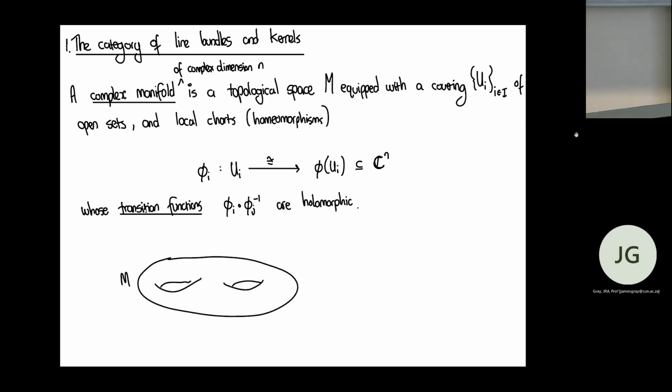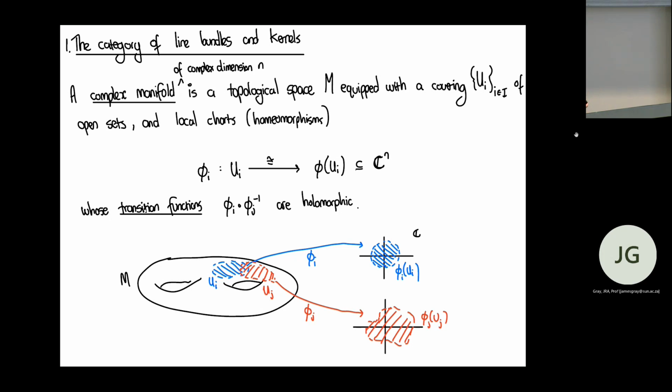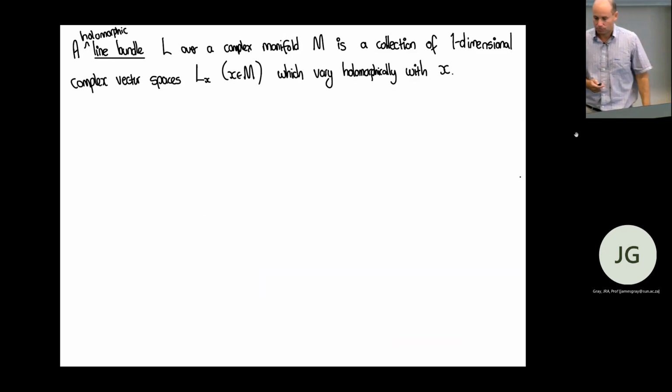So what do I mean by that? I've got some topological space M. Think of this as a one-dimensional complex manifold, a two-hole donut in this case. You cover M by local charts, and each chart is a homeomorphism from that open set into an open neighborhood in C^n. n is 1 in this case. And I've got another chart of a different section of M. The demand that we make is that these coordinate change maps must be holomorphic bijections. Is that clear? Okay, that's what a complex manifold is.